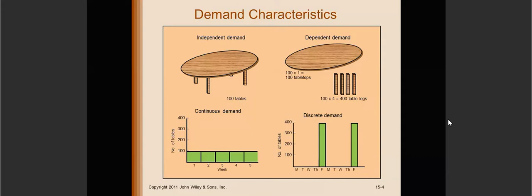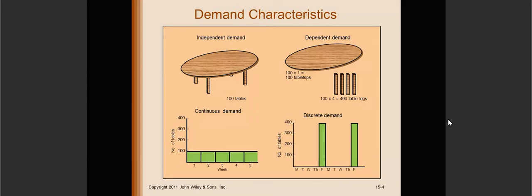So for example, if we need to produce one table, we need one tabletop and we need 4 table legs. If there is an increase in demand for tabletops, let's say 100 units of tabletop, we need 100 tabletops and 400 table legs to have a complete set of tables. So this component has the characteristic of discrete demand.